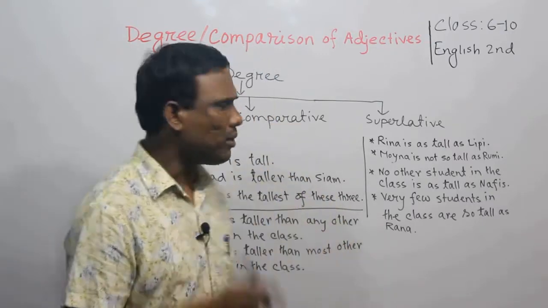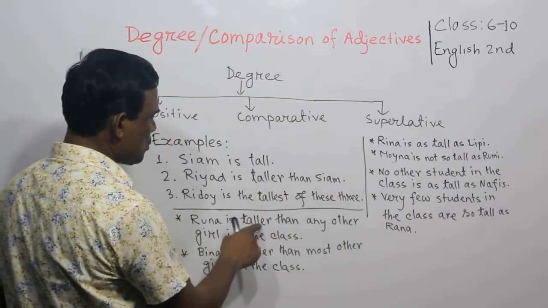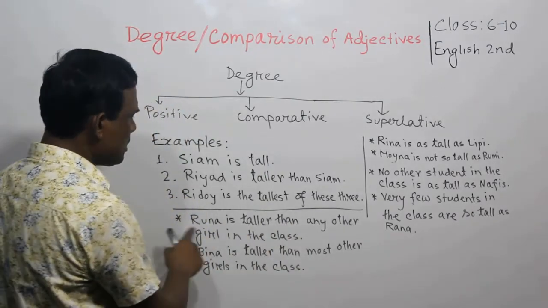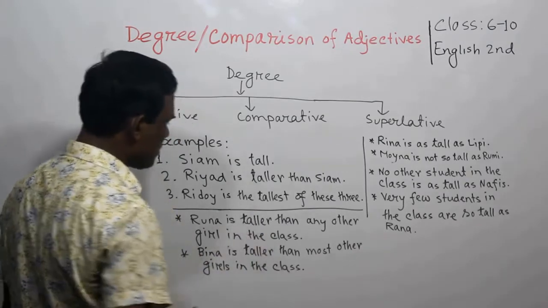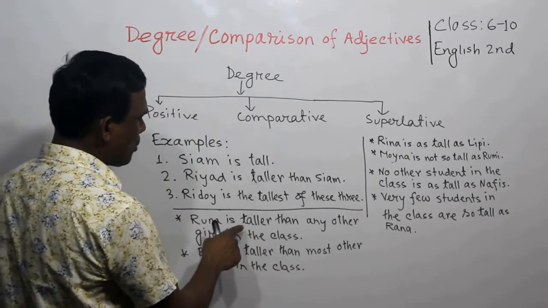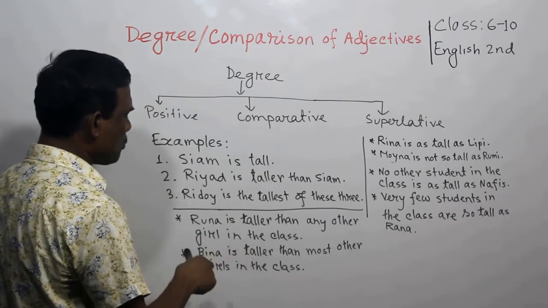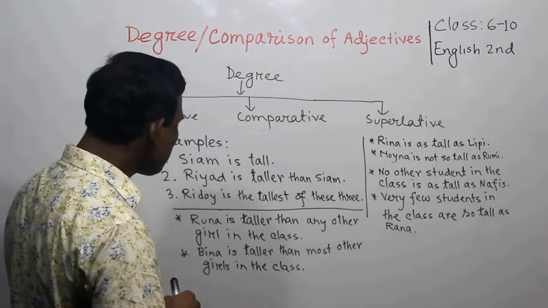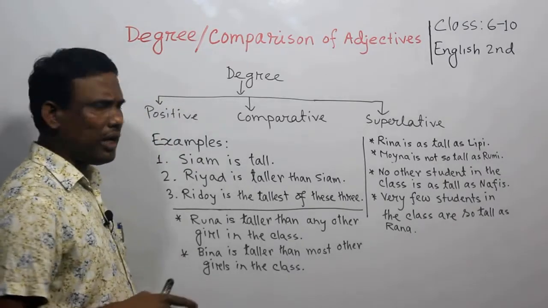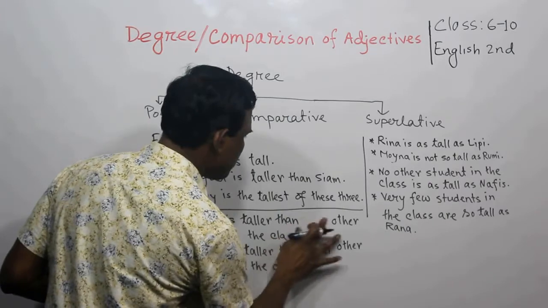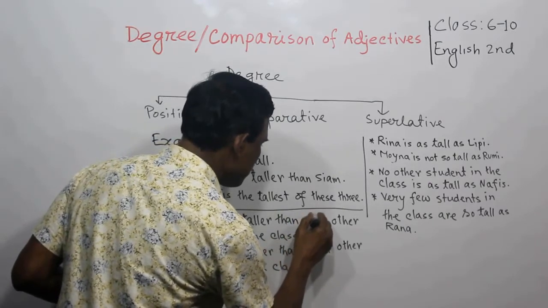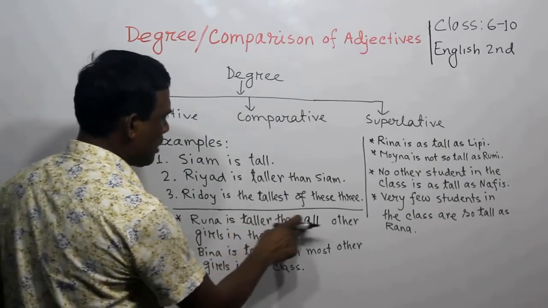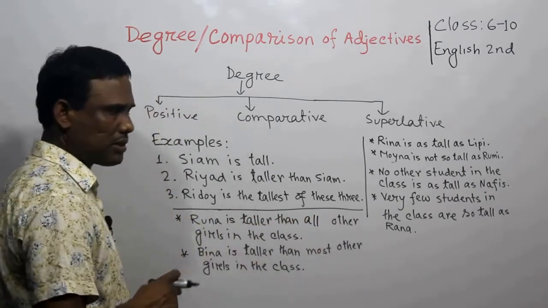For example, Runa is taller than any other girl in the class. Here the comparative degree taller is used to compare Runa with the other girls in the class. You can also write, Runa is taller than all other girls in the class.